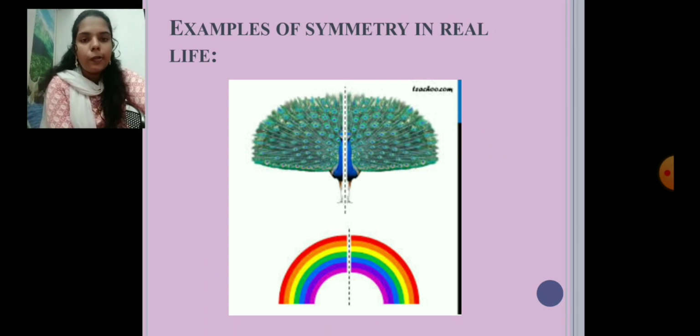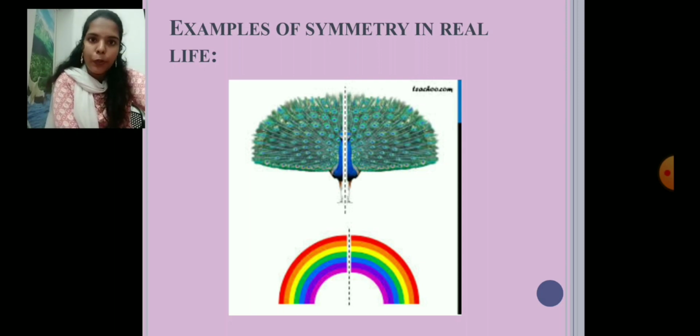Then examples of symmetry in real life. Everyone has seen a peacock in their life, isn't it? See in this image, if you draw a line in the center of the peacock feather, both sides look the same and beautiful. This looks like an organized pattern. Also in a rainbow, if we cut in the center, both sides are split into two equal halves and both sides look beautiful, isn't it? So real life examples are peacock, rainbow, apple, butterfly, etc. Many of them are there.